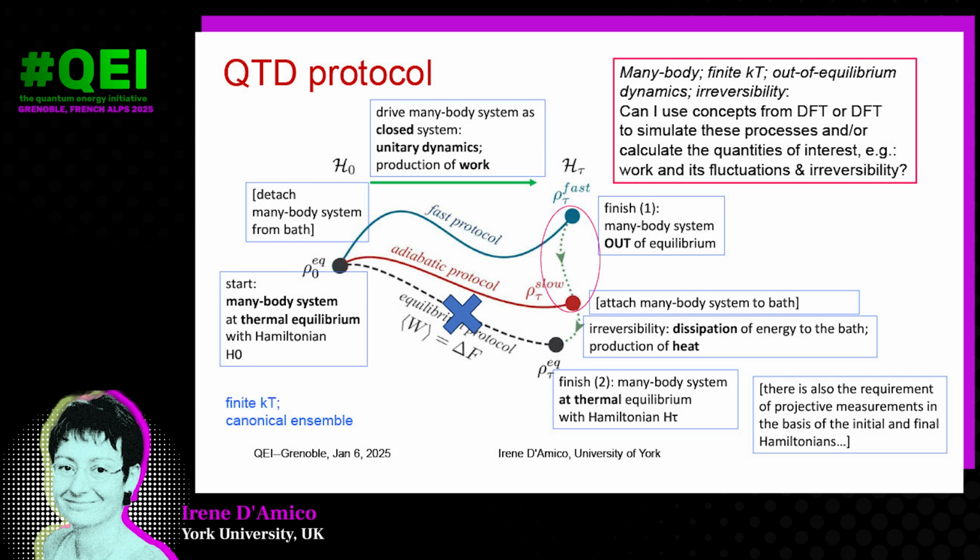If I now want to go back to some thermal equilibrium state, I would have to connect again my system to the bath. And then with an irreversible process, so dissipation of heat, I will recover my equilibrium state. From the point of view of many-body physics, this is a very complicated dynamics. And so the idea is to use concepts and develop the theory of density functional theory in order to solve this type of problem.